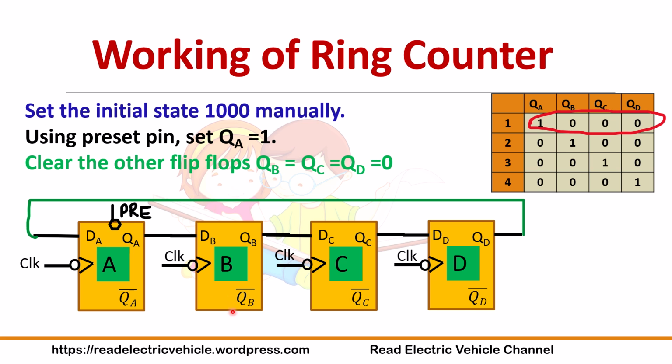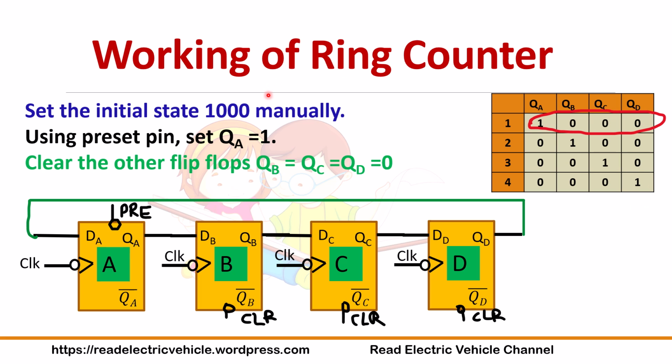So that can be done by using the clear pin. The clear pin is also an active low signal. If I give a low signal, the clear pin will clear the flip-flop, so the outputs QB, QC, QD will be equal to 0. Manually, I have to set this condition 1, 0, 0, 0.